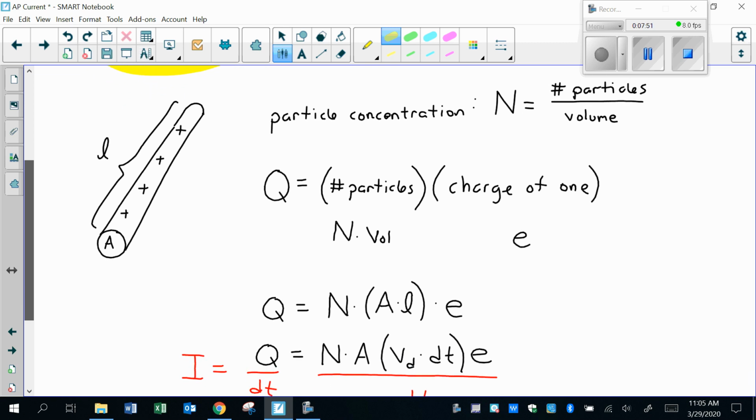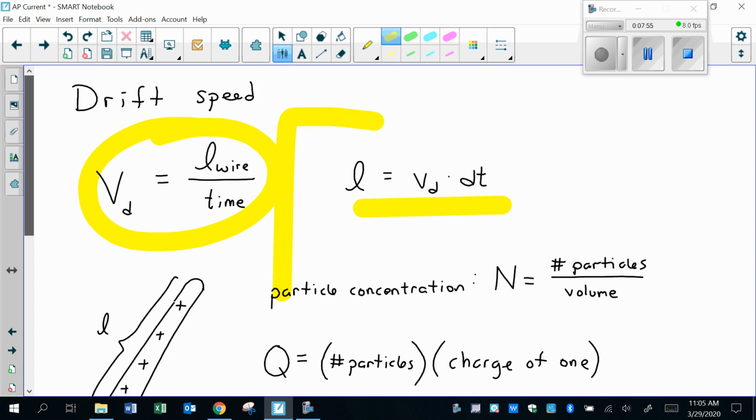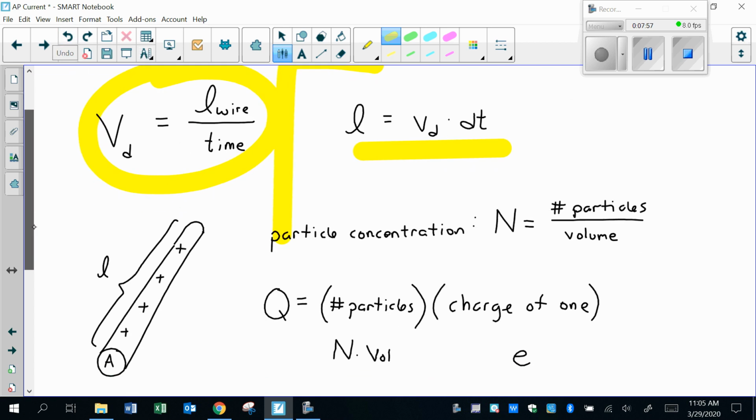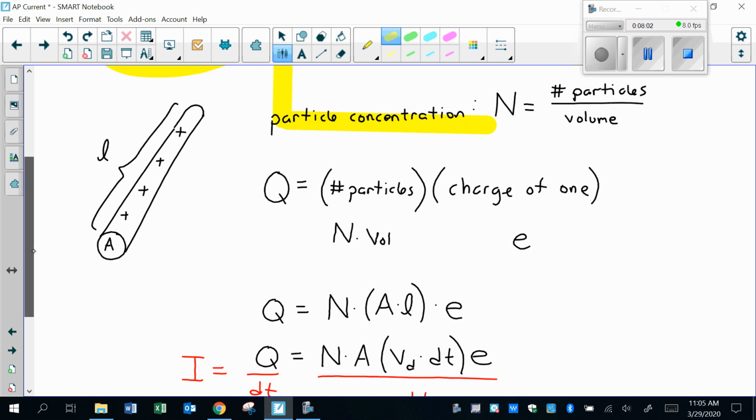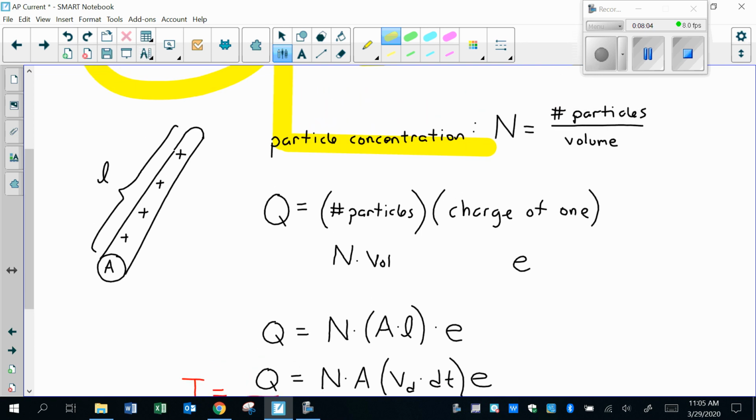So number 1, what we're going to do is look at this particle. Okay. Particle concentration. Particle concentration is kind of what it sounds like, the concentration of the charged particles. And so our definition right here is capital N. We're going to have lowercase n later on. Capital N is the number of particles per volume.